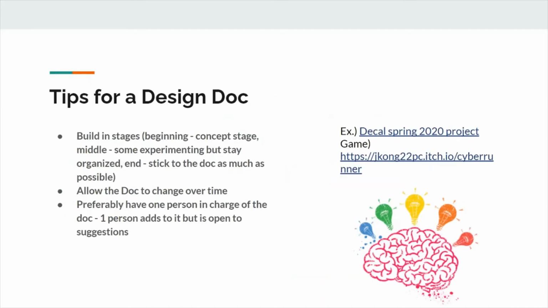Tips for making a design doc. You want to build your design doc in stages. You're not going to have a clear idea of what you want it to be in the beginning, so we just want concepts. We want stuff to get our minds thinking and just to get us started on the right track. By the middle, experiment.